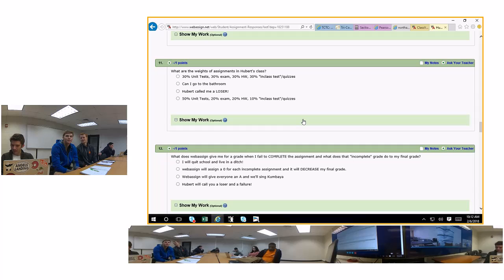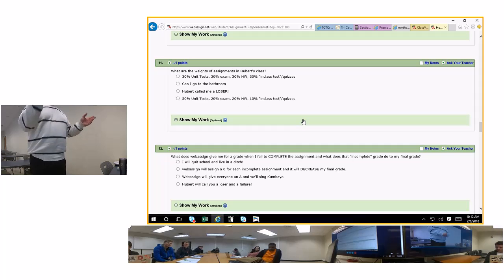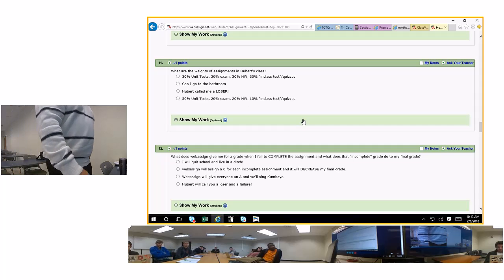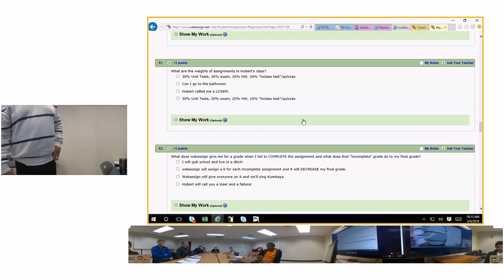What are the weights of assignments in Hubert's class? Now, this section A was the first test I made, so all of these are in order. The B and C are going to be all over the place. They're not going to be all in a row. So, what are the weights of assignments in Hubert's class?